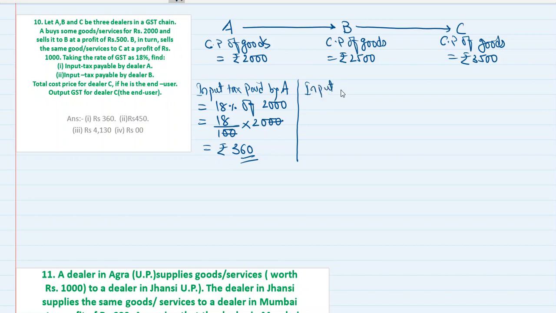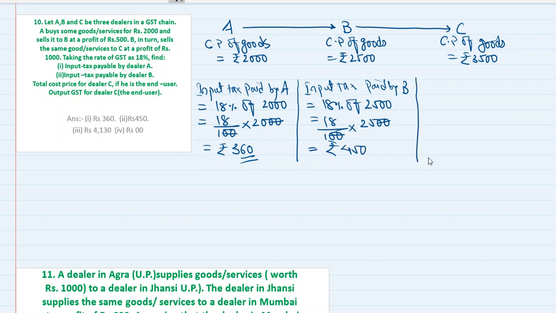Input tax paid by B is equal to 18%. See, input tax is always paid on the cost price at which you are buying an article. So 18% of 2500, that is the cost price of B. So 18 upon 100 multiplied by 2500. So we have to multiply 18 and 25. Let's do it. 18 multiplied by 25 is 450. So rupees 450 is the input tax paid by dealer B.